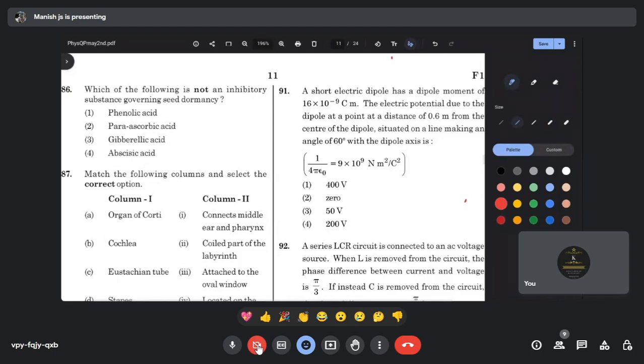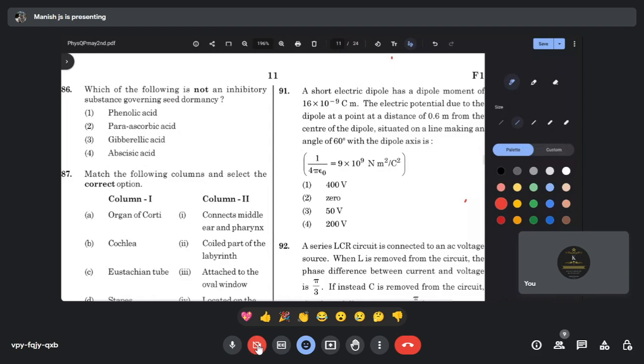A short electric dipole has a dipole moment of 16 into 10 power minus 16. The electric potential due to the dipole at a point 6 meters from the center of the dipole, situated on a line making an angle of 60 degrees with the axis of the dipole, is. For this, first draw the diagram. They have given you the dipole. Do you know what a dipole is? Charges which are equal in magnitude, having opposite signs, separated by a finite distance. That is a dipole. Here it is making an angle of 60, theta is 60.